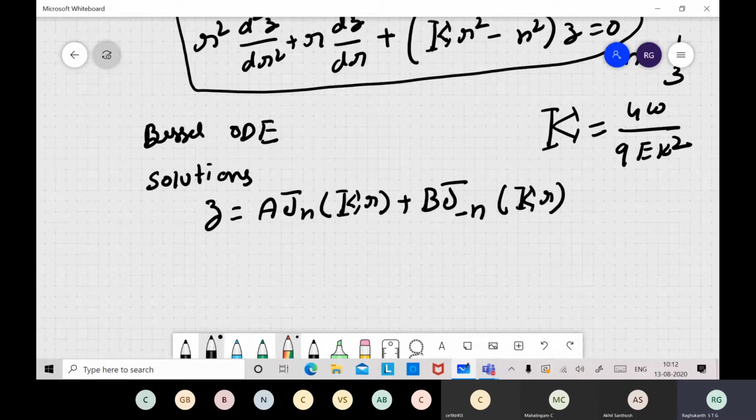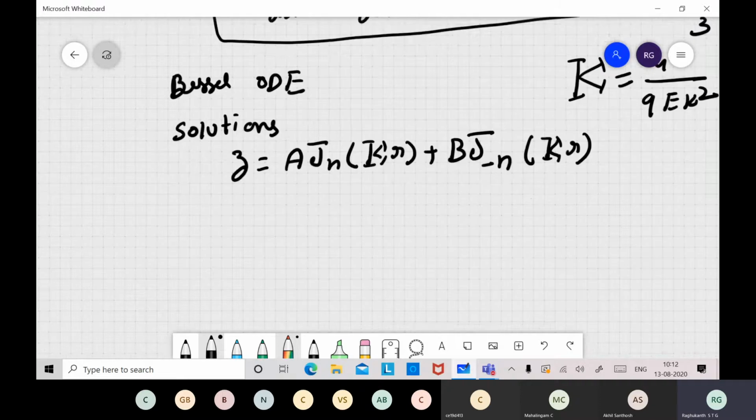Generally for an ordinary ODE we write the solution as a sine omega t plus b cos omega t, like in dynamics or even for the columns which we have seen previously. But since this is an ordinary differential equation with varying coefficients, the solution cannot be written in terms of sine and cos. You have to write it in terms of these Bessel functions. So this is our expression for z.